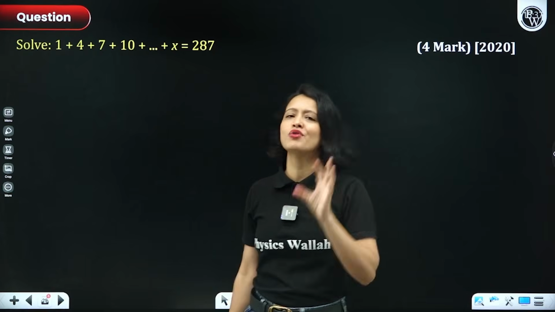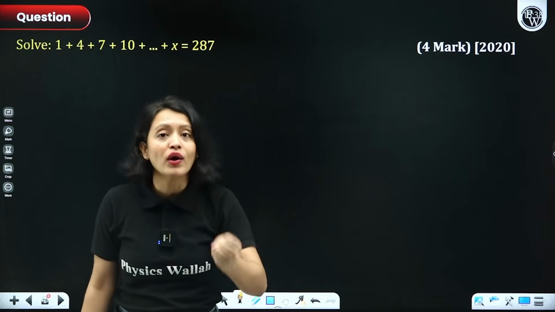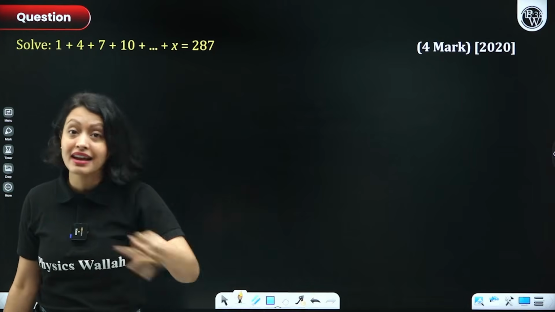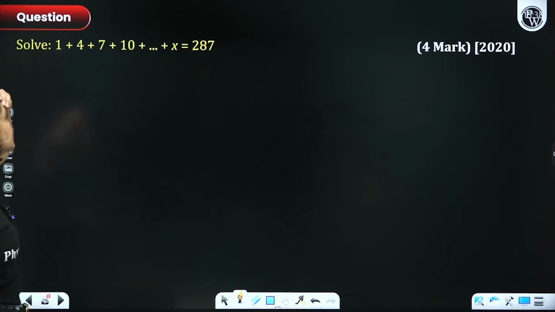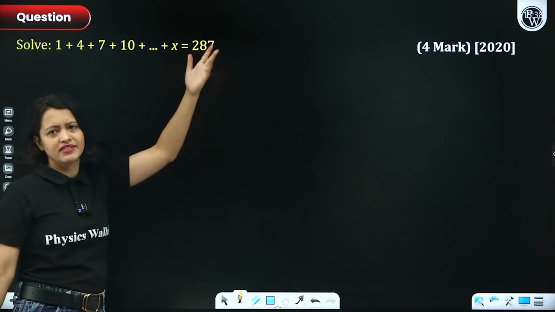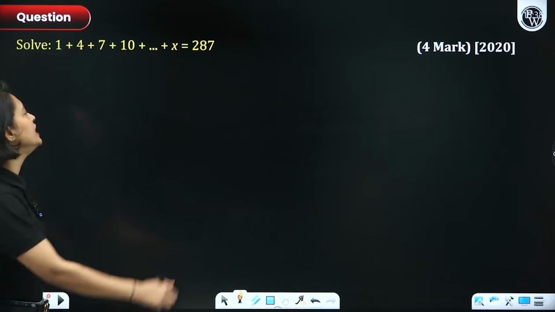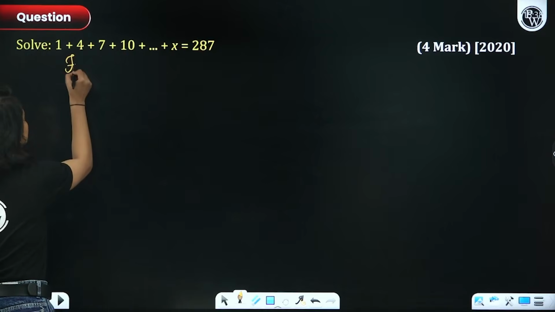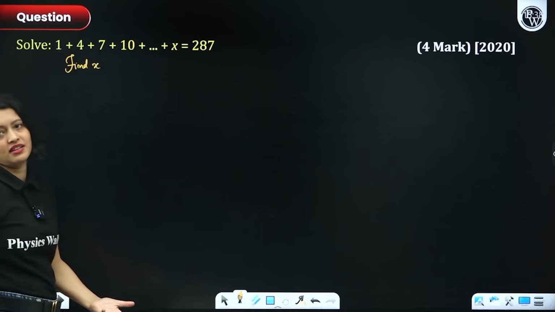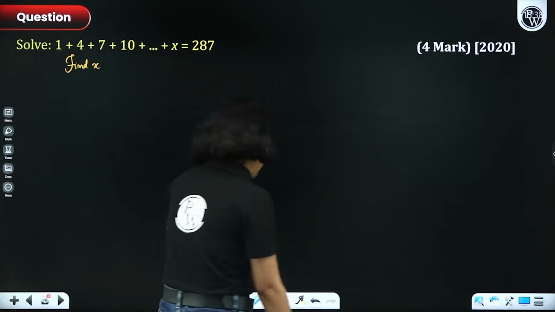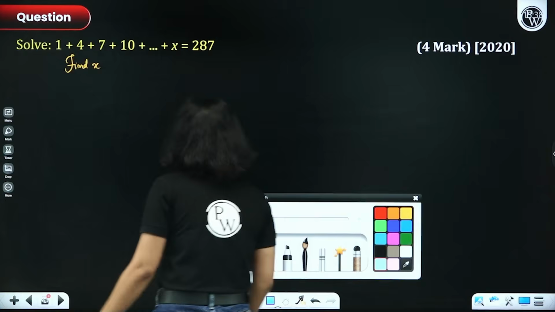Quite a common problem, guys, and it's an important one, has been asked in board exams regularly. So let's see. Okay? We have to solve this: 1 plus 4 plus 7 plus 10 plus dash dash dash x is equal to 287. So what do we need to do? We need to find x. That's what the question is asking us. Find x. How easy is that? It's easy, okay? Chalo, let's see.